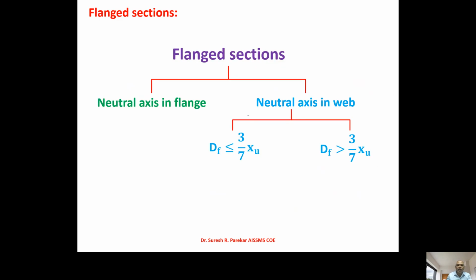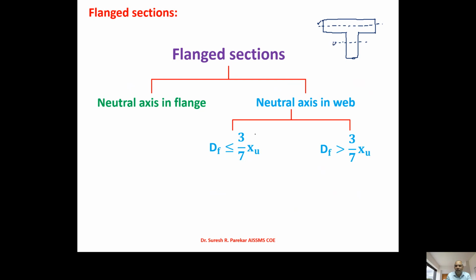In this theory, we have divided into two types. One, the neutral axis lies in flange, and second, the neutral axis lies in web. If we see the T section, we have the T section in this fashion. So we have case one, where the neutral axis lies in the flange, and second, where the neutral axis lies in the web. So we have these two types.